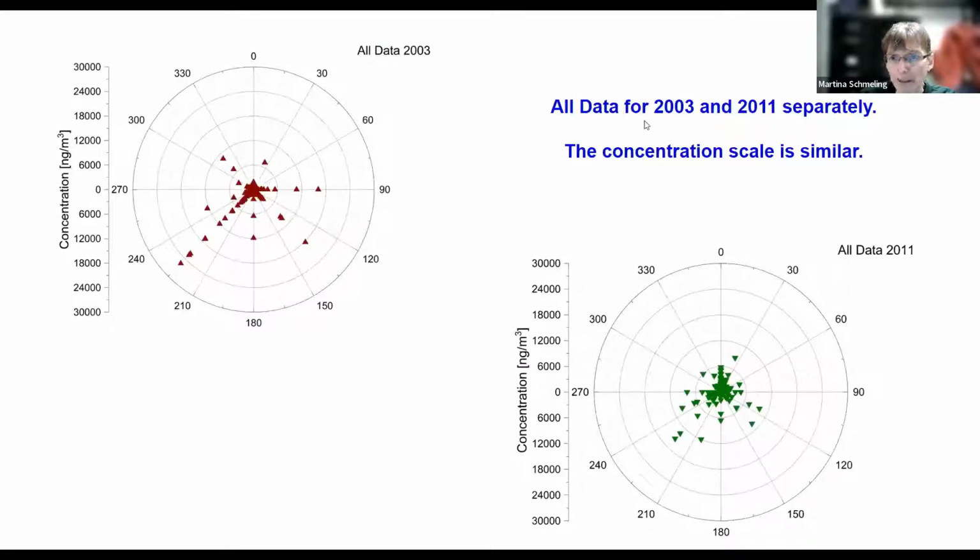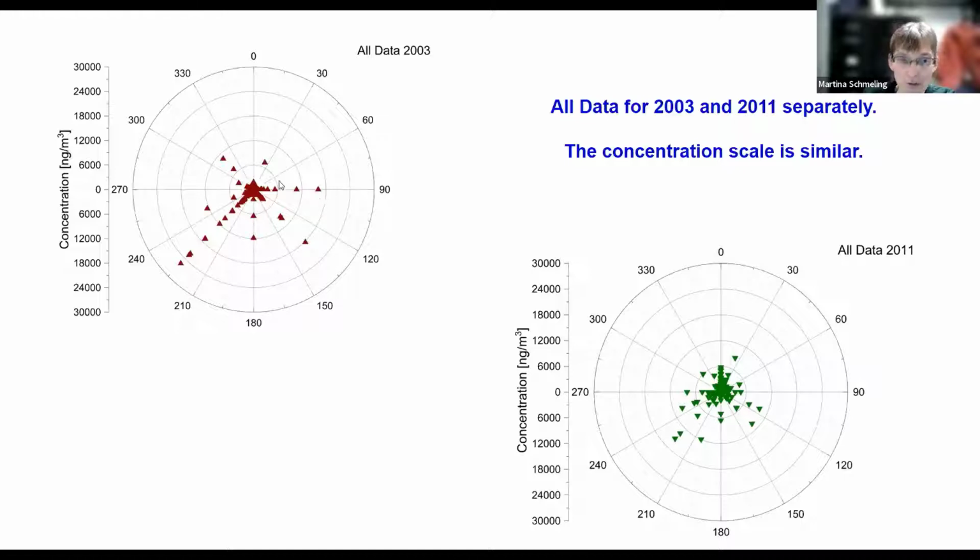Now, in this case, what I did here is I separated the data points between 2011 and 2003. On the left-hand side, we have 2003, and on the right-hand side, on the bottom, 2011. Both of them are on the same scale, going from 0 to 30,000 nanogram per cubic meter. And what you do see too is that these are actually quite different pictures.